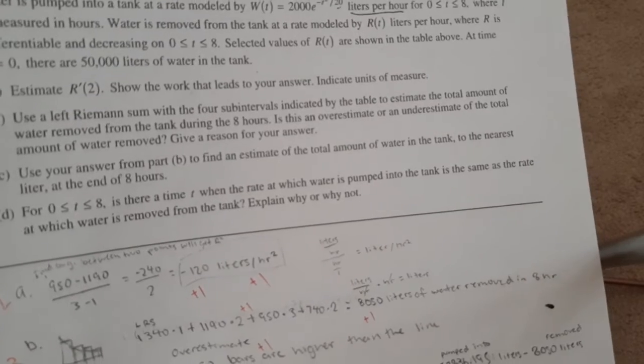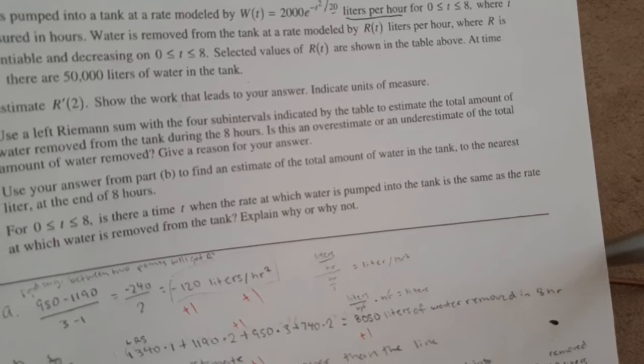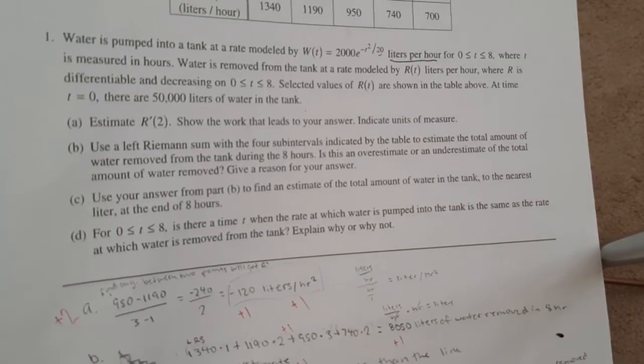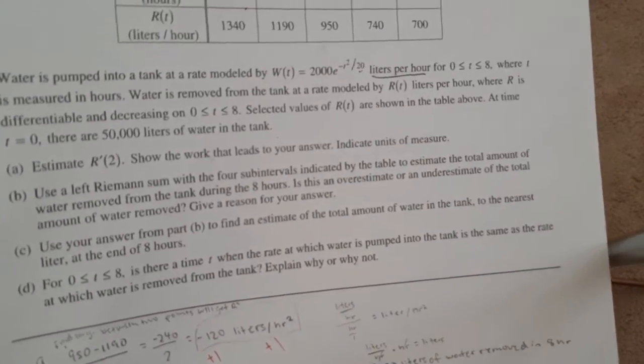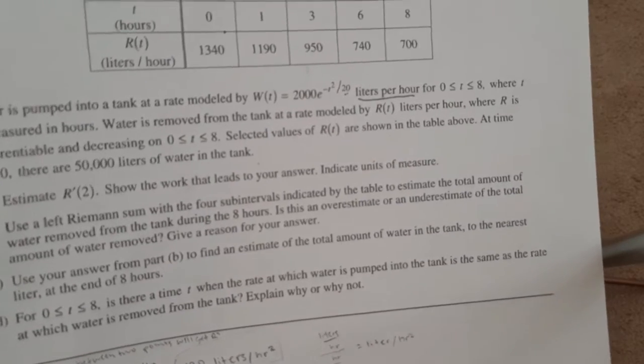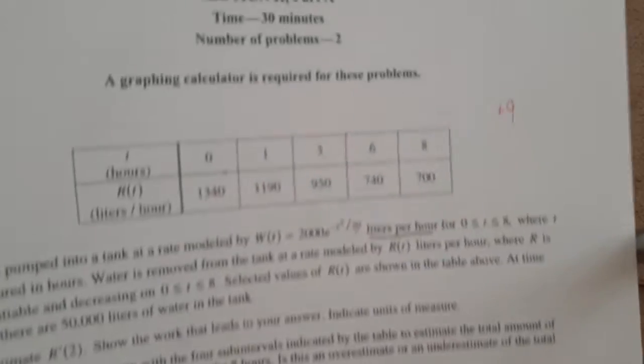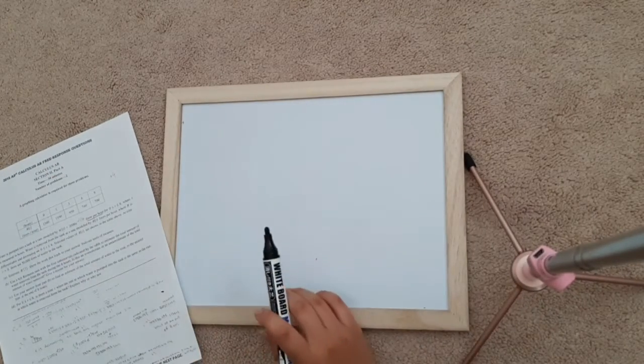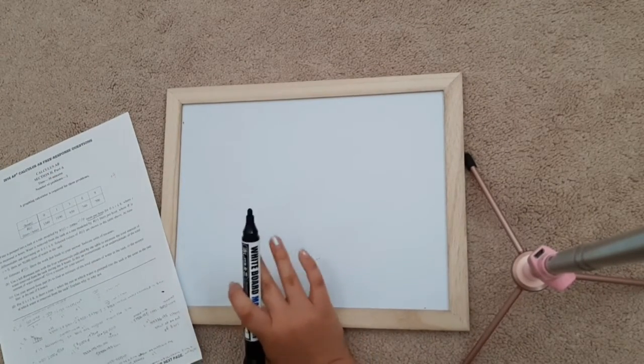And now for part D, it says for 0 less than or equal to t less than or equal to 8, is there a time t when the rate at which water is pumped into the tank is the same as the rate at which water is removed from the tank? And explain. So it's basically asking if there's an intersection between the two equations, because when it intersects, that means they're equal. So you would use R of t and W of t. So first you would want to find the beginning points and the end points.